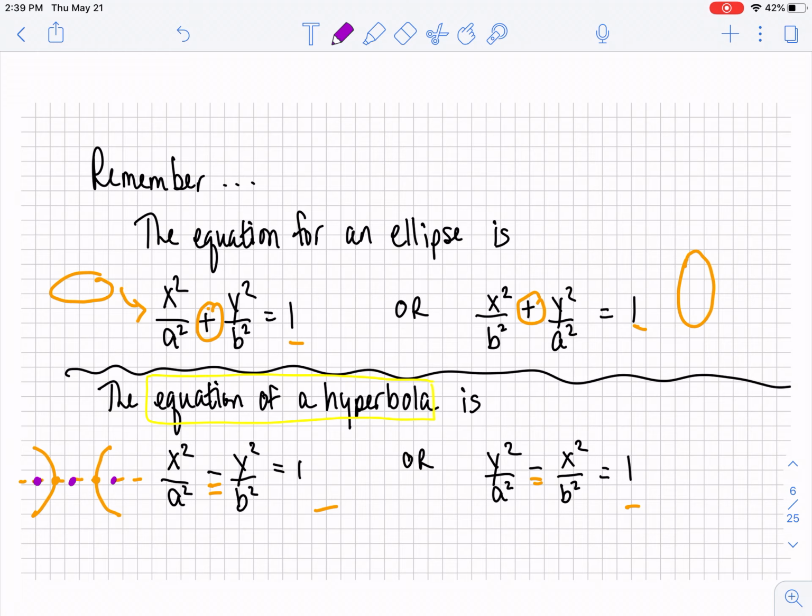Now if the y squared is first, you've got a hyperbola that opens upwards and downwards. Check it out. Now your vertices are on the hyperbola, but the transverse axis is vertical and goes through those two vertices. And now your foci, which are still going to be on that transverse axis, are above the hyperbola and below the hyperbola. That is it in a nutshell.